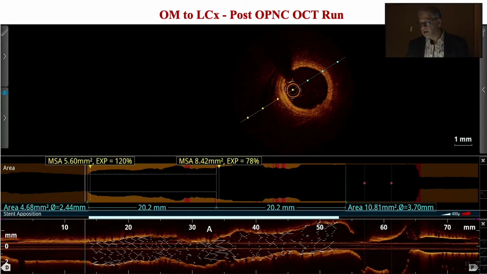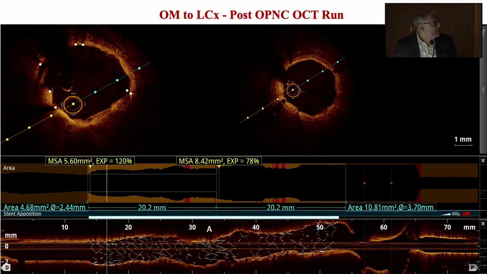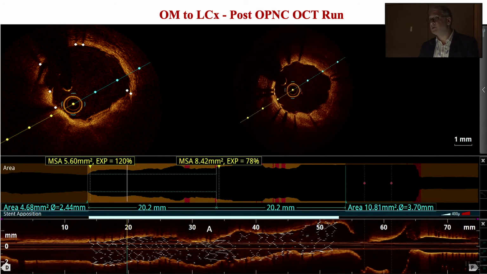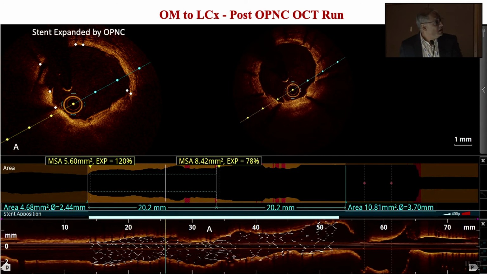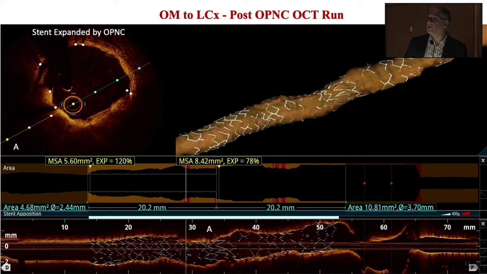And then this is what we saw. This is the post-dilatation opium. You see that area is expanded very well, and that appearance is gone.